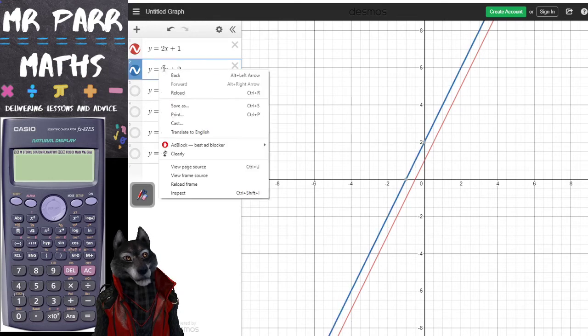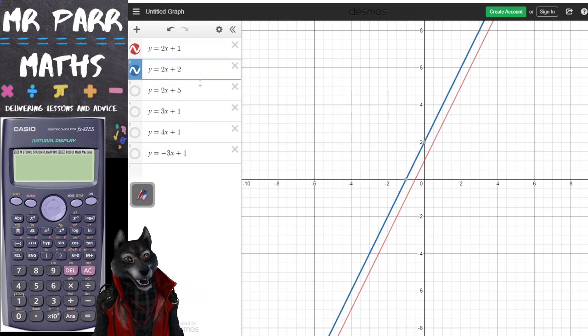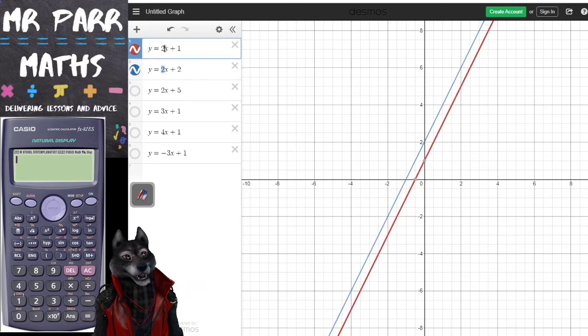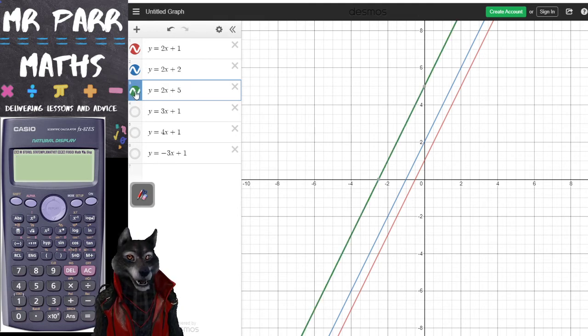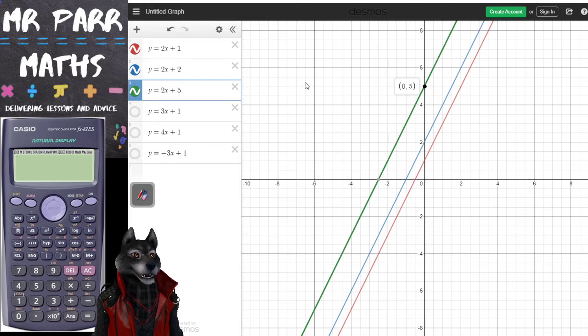Just like I said, this value here is the gradient, as is this one. So they've got the same steepness. But by changing this value, I've changed where it crosses the y-axis. Now if I turn this third one on, what do you think that's going to do? Where do you think that's going to cross? Yep, it's going to cross at 5. Up here. It's going to cross at 5. And there we go. So by changing this c value, I change where it goes.